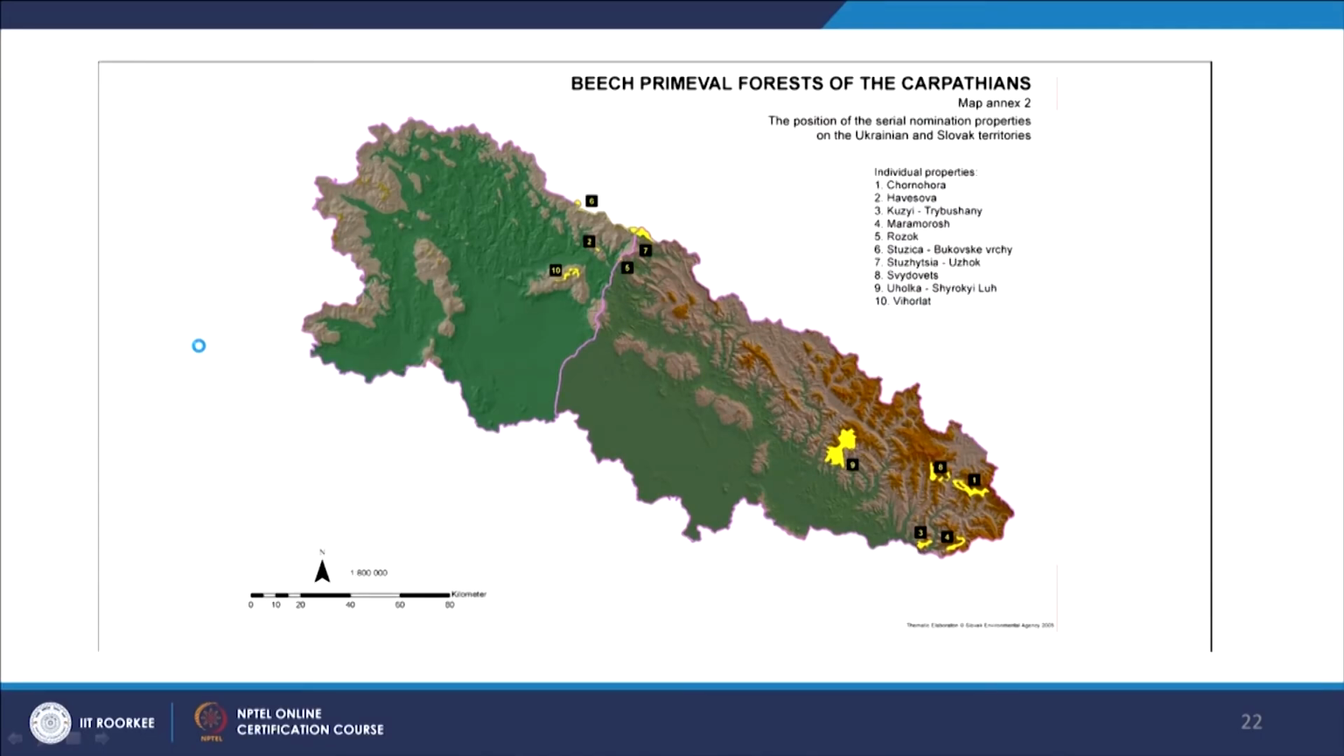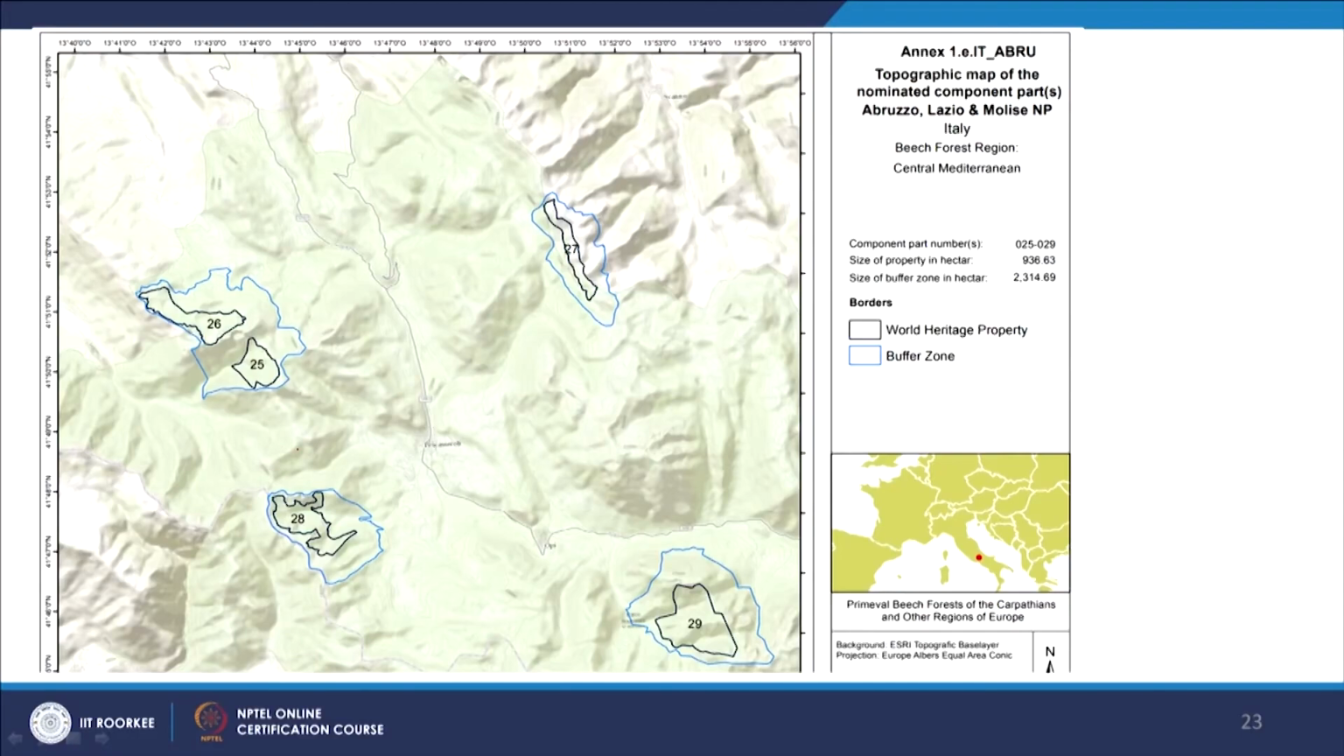There's enough documentation, because before any state party nominates any particular property, a thorough study has to be done and rich evidence has to be collected, and only then does it go to the application procedure. Now in Italy, you can see the core zone and the buffer zone. So obviously it has certain control mechanisms.